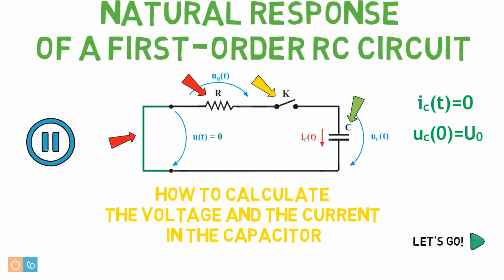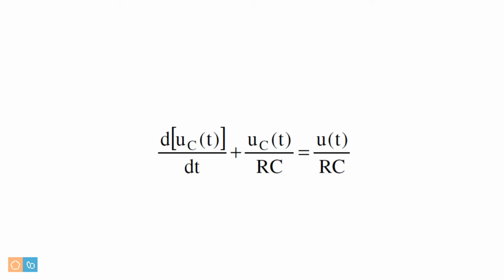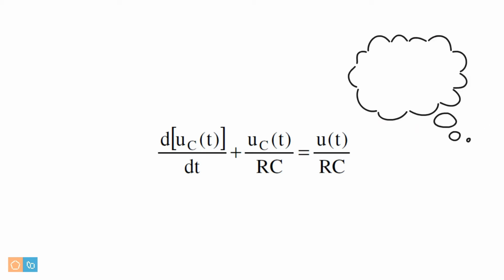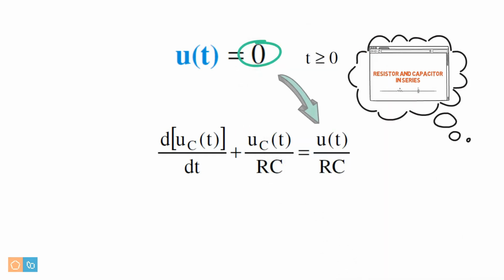The differential equation that describes the behavior of the circuit is as follows. In case you want to remember how to get here, you can watch our introduction video to first-order RC circuits. Well, according to the initial conditions that we mentioned, for t equal or greater than 0, the voltage U is 0. Thus, we can replace U by 0 in the differential equation.